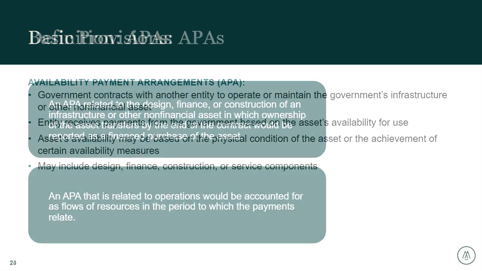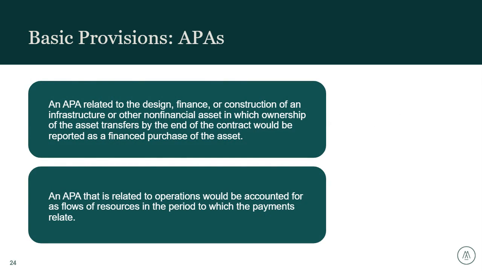Basic provisions for an availability payment arrangement relate to design, finance, or construction of infrastructure or other non-financial assets where ownership transfers by the contract, and the government reports this as a finance purchase of the asset. Now, if instead the arrangement relates to operations, it's expensed in the period the payments relate. So rather than treating it as a financed asset purchase, it's going to be an expense.